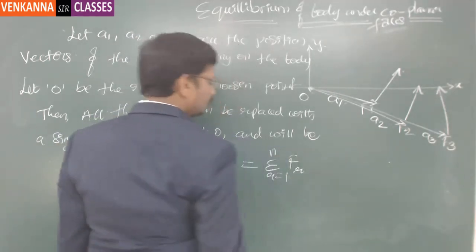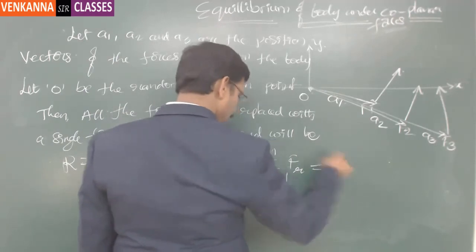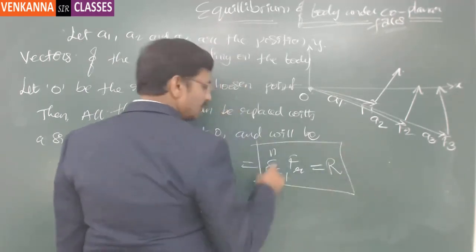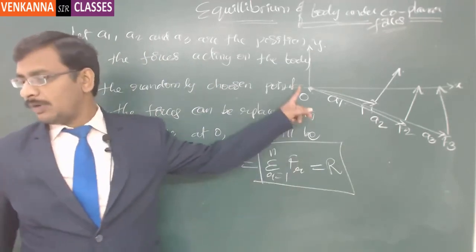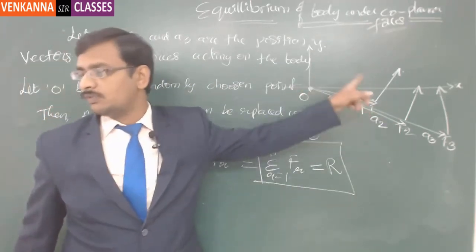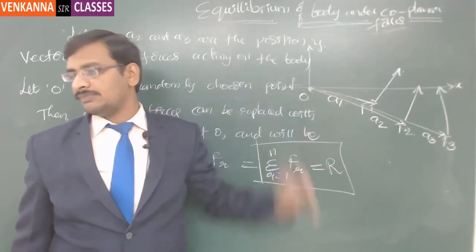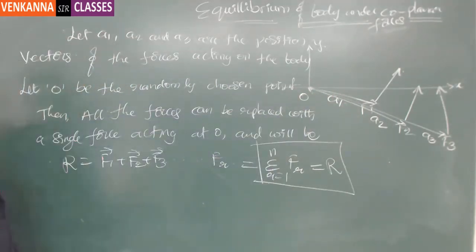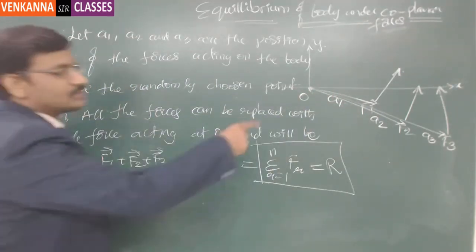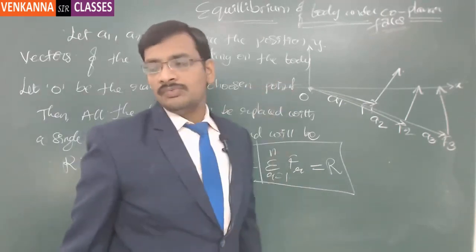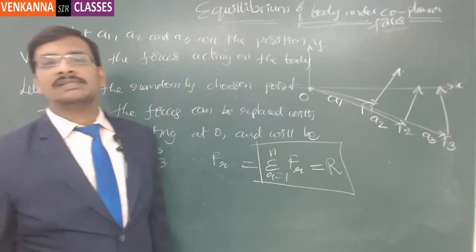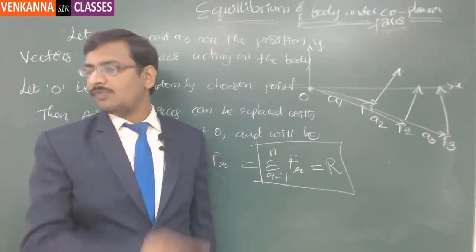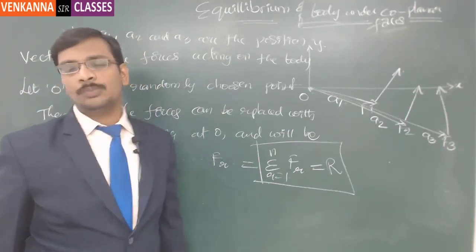So this capital R is nothing but the resultant force, and this force is acting at a single point O, out of all these forces together, as a combined effect. Got it? And similarly, each and every force has a couple. If multiple forces have couples, then the resultant moment will be the sum of all the moments together. That is what we proved in the previous class.